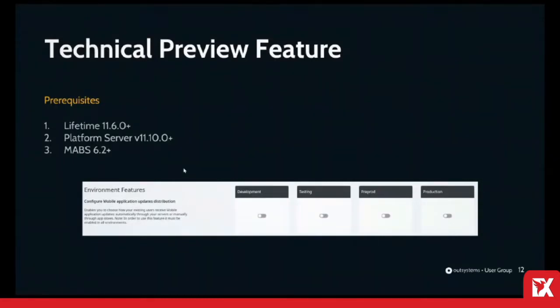However, it is actually very easy to enable this. There are three main prerequisites that you need to know of. One, you need to be running LifeTime 11.6 or higher. You need to be running Platform Server 11.10 or higher. And the mobile application you want to enable this feature for has to be generated with MABS 6.2 or higher. Assuming you meet all of these prerequisites, you can go to LifeTime, Environments, and then on the top right-hand side, there's an options drop-down. If you click on it, you will see a technical preview option, and clicking on that will navigate you to the technical preview page. This feature would be one of the options that you can enable.